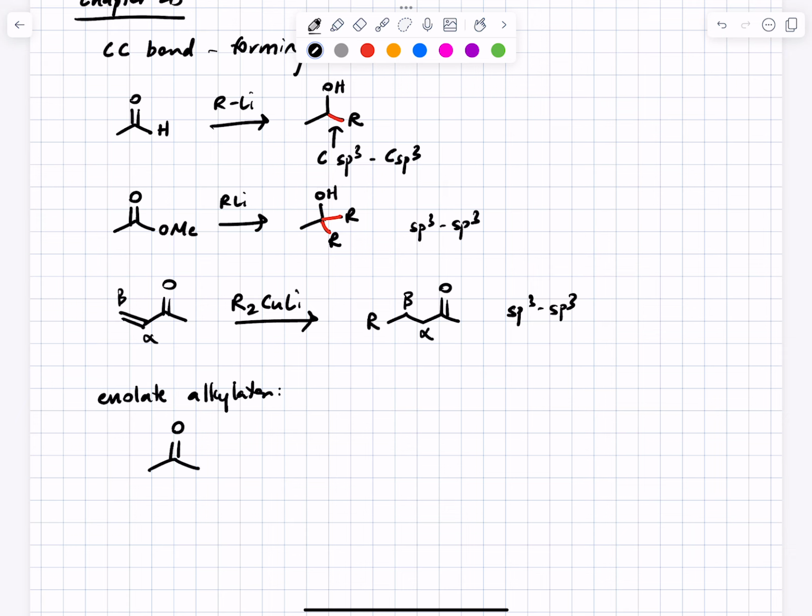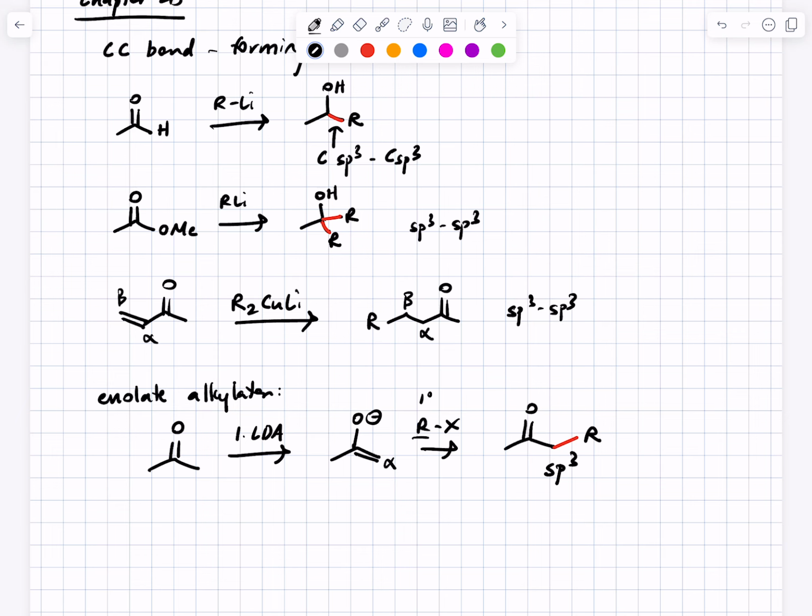Do you remember how we would take something like this? We would use LDA to make an enolate, and then we would add some kind of alkyl halide, again, usually a primary alkyl halide, and we would make a new bond between the alpha carbon of the carbonyl compound and whatever this R group was. And again, this is usually a bond between sp3 hybridized carbons. So we got a lot of ways to do that. Addition to carbonyls, and then we've got enolate alkylation.